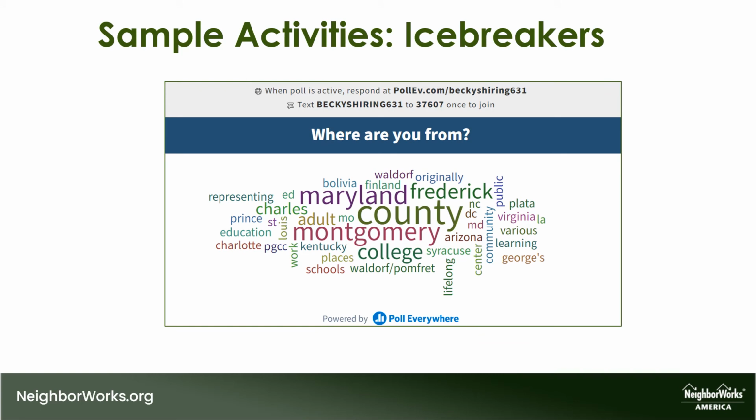Now we'll talk through a few sample activities and how you could use Poll Everywhere or Kahoot to facilitate these activities so that students online and in person can participate together. The first type of activity is icebreakers. You could use the word cloud format to gather information about where people are from, their goals, or even just their role. Remember to use simple questions to get participants engaged in the session and help them connect online and in person together.